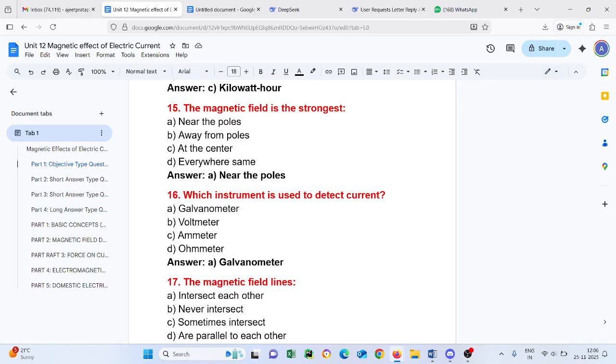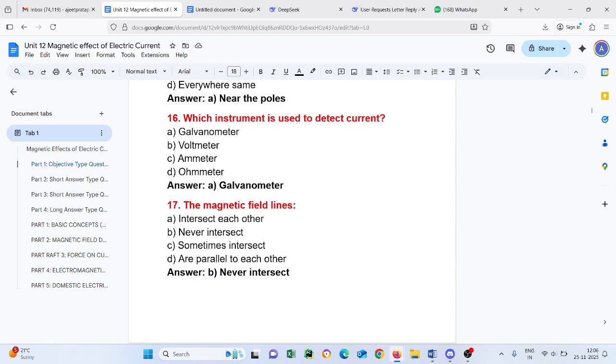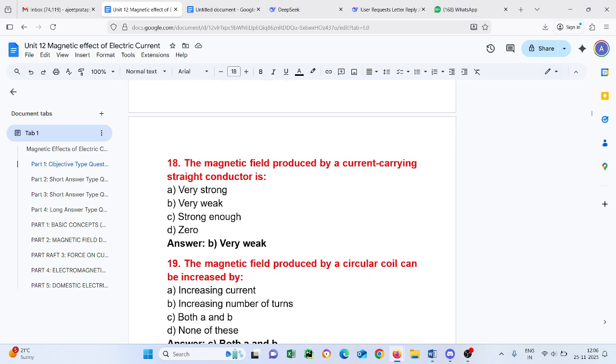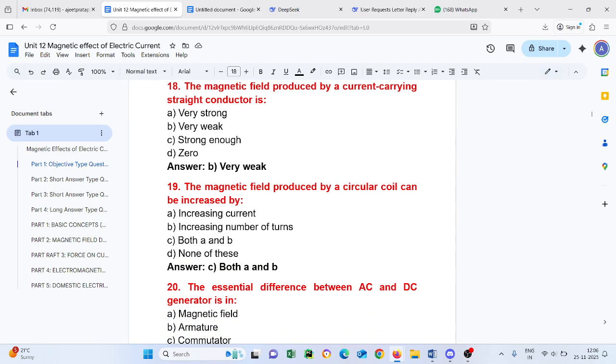Question number 17: the magnetic field lines intersect each other, never intersect, sometimes intersect, or are parallel to each other. They never intersect. Question number 18: the magnetic field produced by a current carrying straight conductor is very strong, very weak, strong enough, or zero. Very weak. Question number 19: the magnetic field produced by a circular coil can be increased by A, increasing current, B, increasing number of turns, C, both A and B, D, none of these. Both A and B.